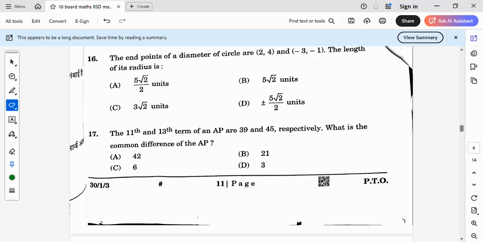Can you hear me? Let me share the screen. For now, I have to keep the camera off. Okay, let's see over here. Question number 17. Can you see everyone?